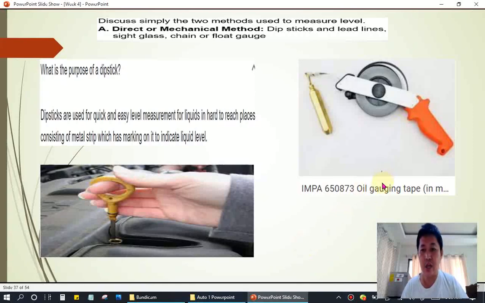So we use the oil gauging tape, which we usually call on board ship the sounding tape. But when you are ordering in IMPA, you cannot say the word sounding tape there. You can say oil gauging tape. So the correct term is oil gauging tape, but we call this one sounding tape.